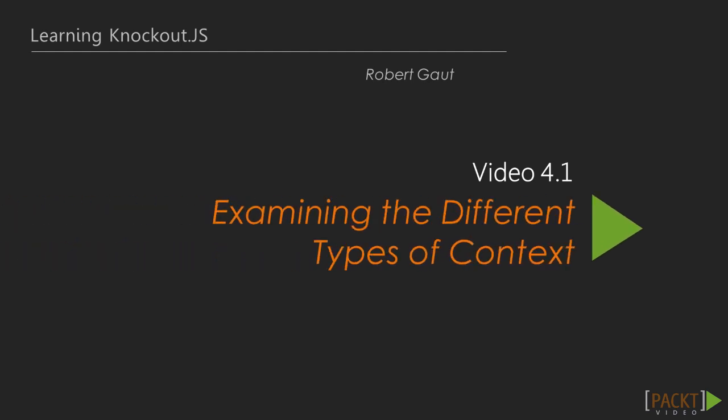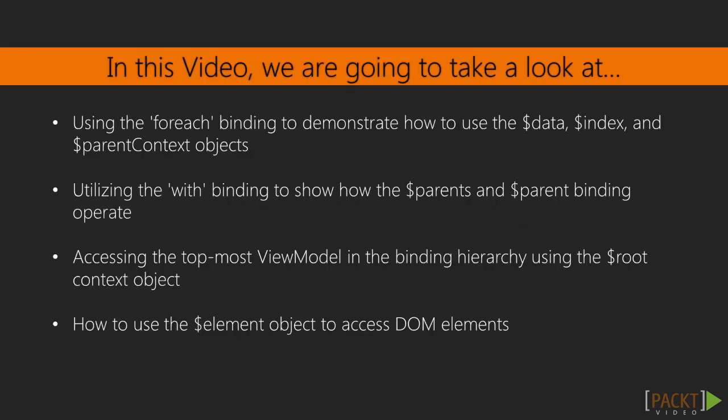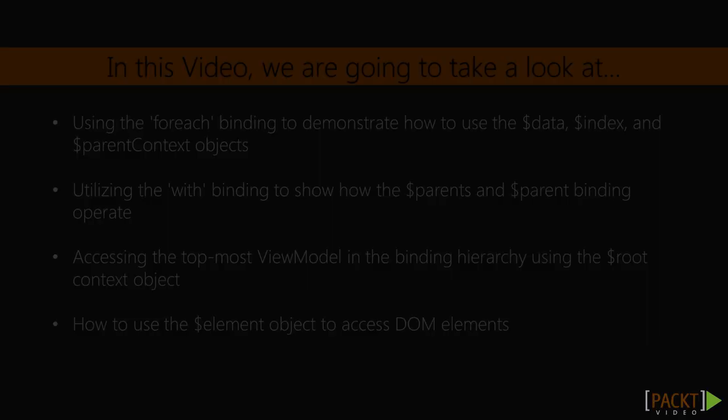In this video, we'll use the foreach binding again, but we'll go a little farther this time and discuss specifically the role of context when using this binding. Then we'll introduce the with binding and demonstrate how context is important when binding with it. The root context object is used quite frequently, so we'll cover its use, and we'll also look at the element context object, which can be useful at times.